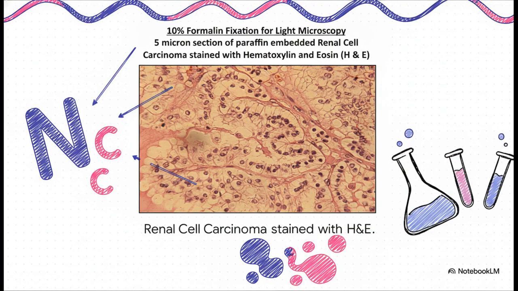To put that into perspective, take a look at this 5-micron section of renal cell carcinoma. The contrast here is just stunning, right? Hematoxylin specifically targets the nucleus. It acts as a basic dye that paints basophilic structures like nucleic acids a deep blue-purple hue. Meanwhile, the eosin acts as an acidic counterstain, coloring the eosinophilic structures, things like the cytoplasm and extracellular matrix, in varying shades of pink. It's basically a beautiful, highly functional map of the tissue.